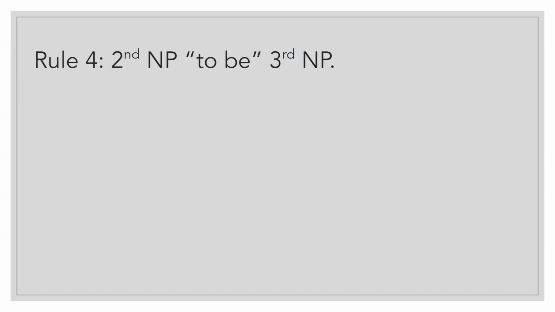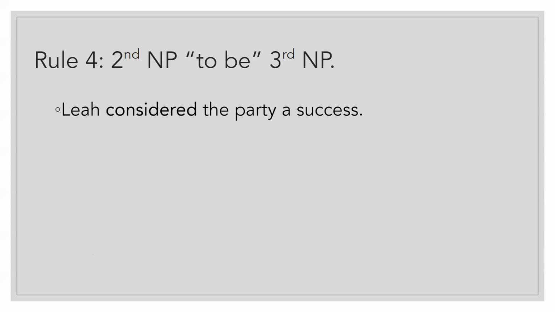Okay. So very similar to our test for subject complement, let's use the verb be. So we're going to look at those two noun phrases that follow the verb and try to put them in a sentence with a be verb. Okay, Leah considered the party a success. That second noun phrase, the party, and then there's a third noun phrase, a success. Can we put a be verb there and it still makes sense? The party was a success. What do you think?